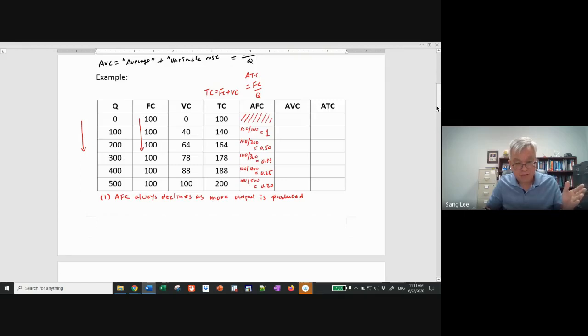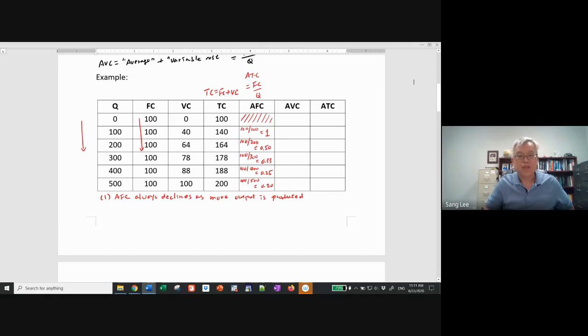Does fixed cost change? No, fixed cost remains the same at 100. So to figure out average fixed cost, we just divide the same fixed cost by a greater and greater output. So it only becomes smaller and smaller. So average fixed cost always declines as more output is produced. Okay, that's our first finding here.